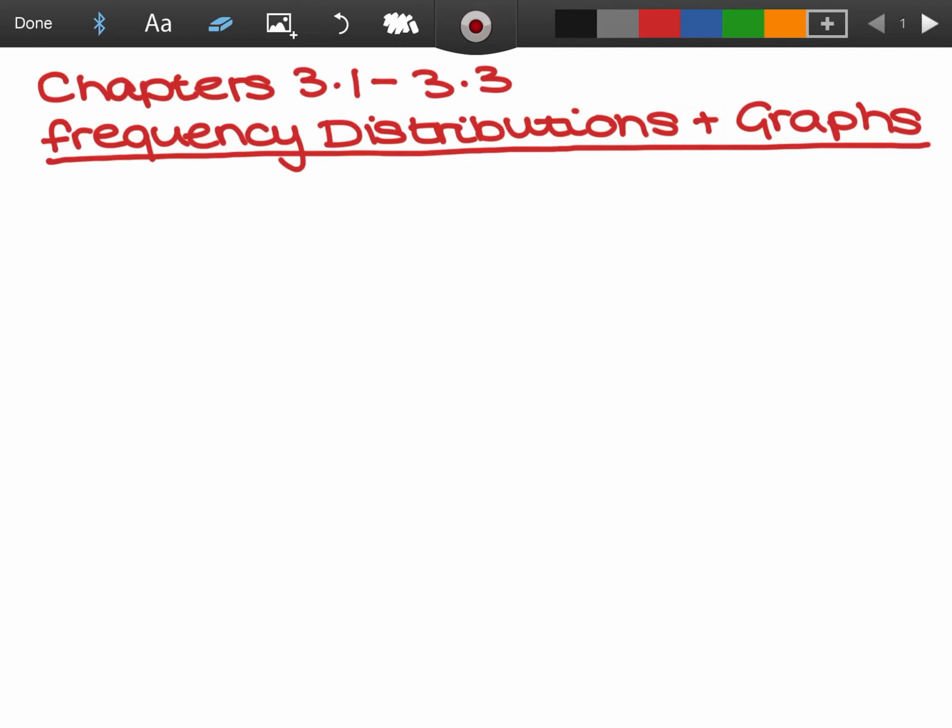In today's video, we're going to be looking at the first half of chapter 3. So we're going to be covering 3.1 through 3.3, and it covers a couple of different areas. Chapter 3, basically as a whole, looks at different ways that we can show data, whether that be in a type of table or whether that be in a type of graph. So today we're going to look at two different ways of doing this.